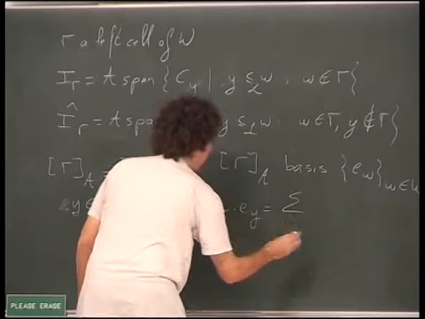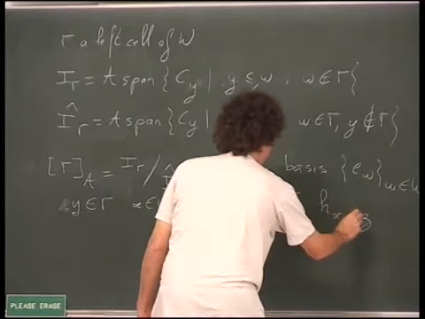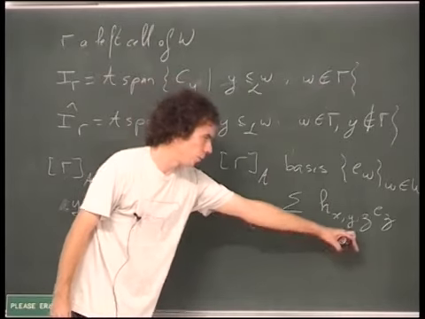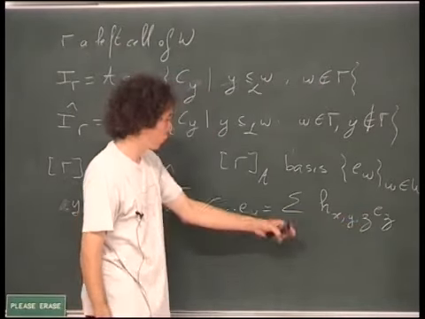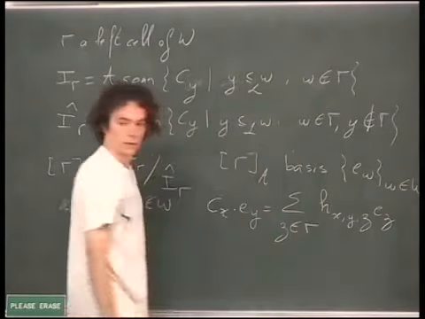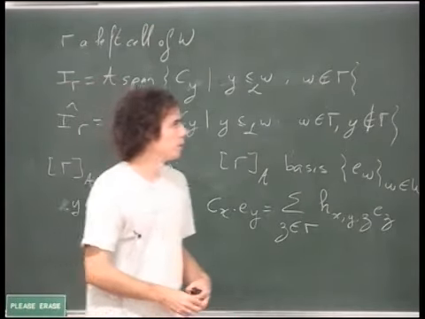It will be the sum. So here you will have the structure constants coming up. But it's not the sum over all Z, you just have to stay in the cell. So you just take the sum for Z in gamma. So this is the action of a Kazhdan-Lusztig basis element.